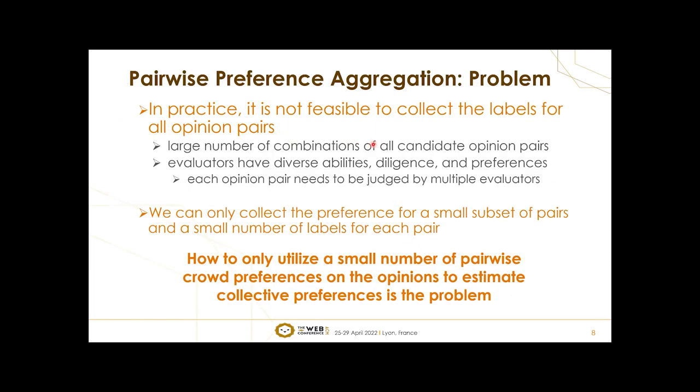In practice, it is not feasible to collect labels for all the opinion pairs, as there is a large number of combinations of all the candidate opinion pairs. Also, because evaluators have diverse ability, diligence, and preference, we need to label each opinion pair by multiple evaluators. So we can only collect the preferences of a small subset of pairs and a small number of labels for each pair. How to utilize this small number of pairwise preferences and the opinions to estimate the collective preference is the problem.